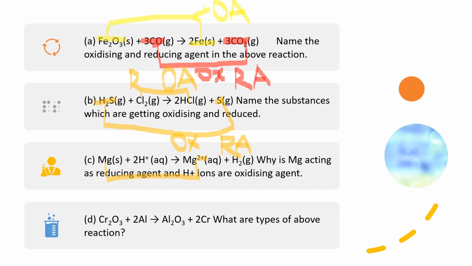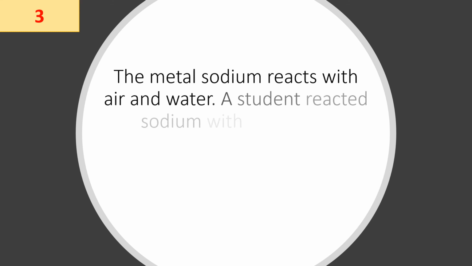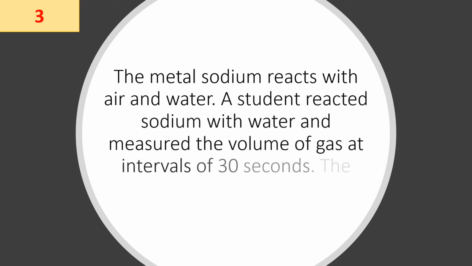Here you can see aluminium, oxygen is added, and chromium, oxygen is removed. So this is an example of a redox reaction, and it is an example of a displacement reaction. Okay, moving to the next slide. That is the next question and the last question of the series.